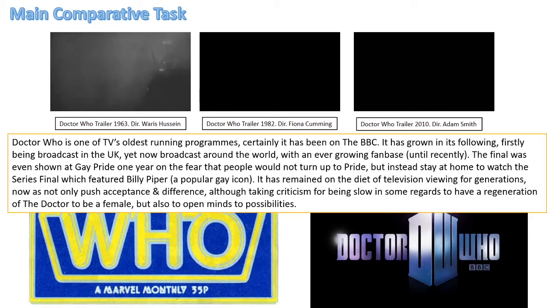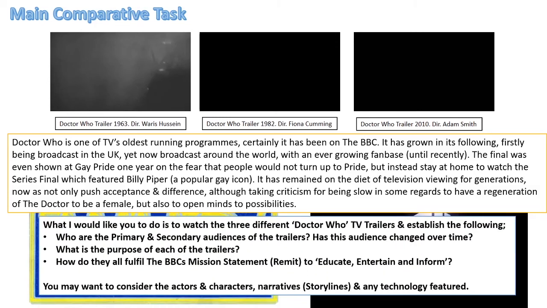Now, since 1963, it's remained on the air. So you've got to think, if you were a kid in 1963, you want to still see some of that stuff from 1963, some of those different characters, maybe some of those different villains. Even in 1982, but 2010, you will have changed, and the product does change over time. And that's what I want you to try and establish.